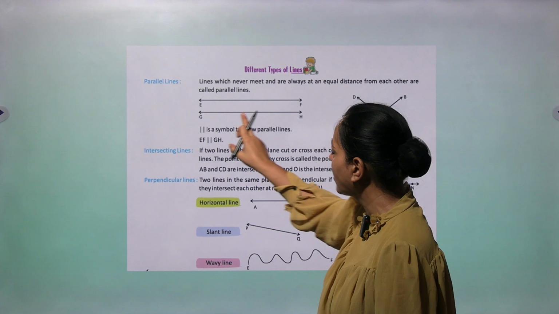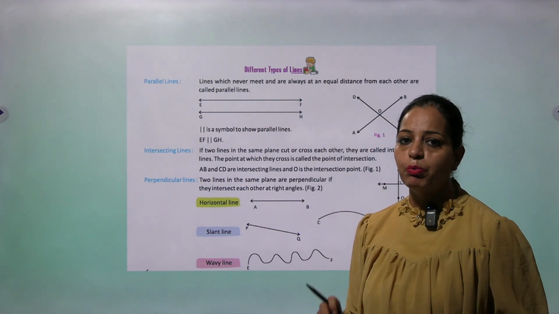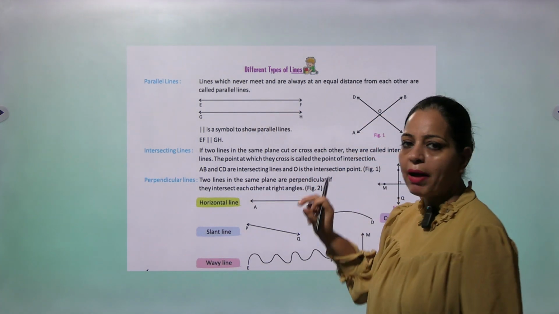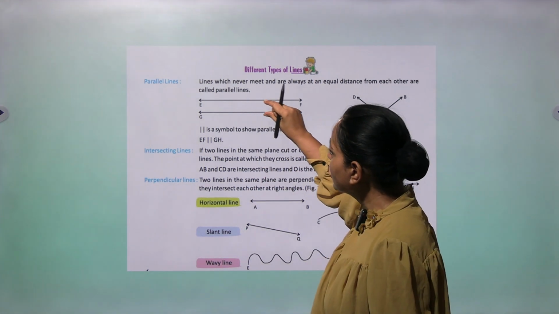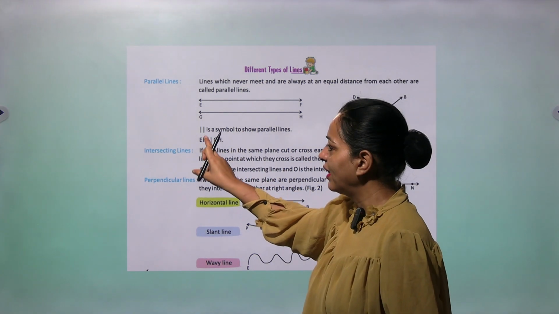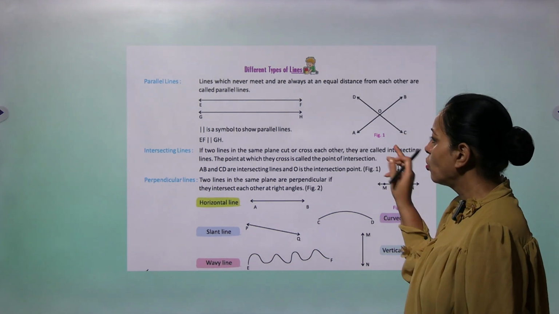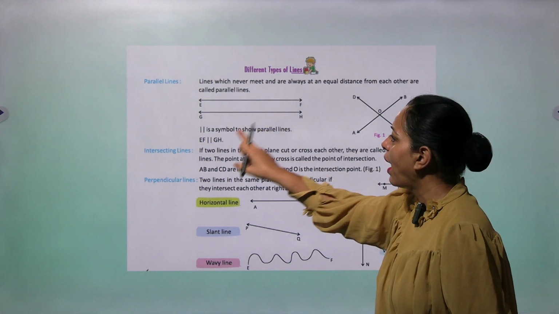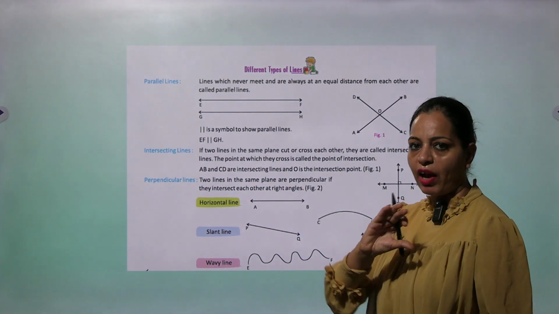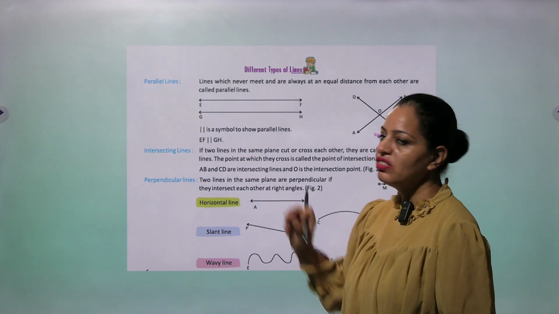You can see these lines. आप जितना मर्जी extend कर दो, they will not meet at any point. So these lines are parallel, और इनके बीच की जो distance होती है, it remains same. So the parallel symbol is this, like this one. It is a symbol to show parallel lines. So now you can write EF parallel to GH. Instead of writing in words, you can write EF, parallel sign, and then GH.